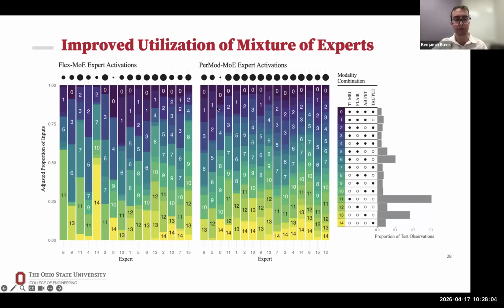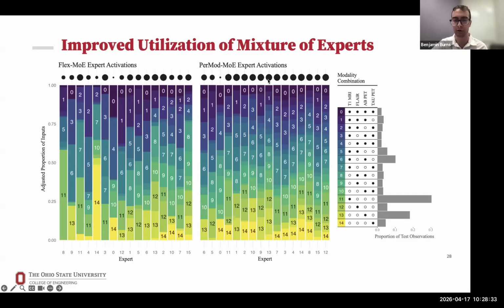Each column here represents an expert in the mixture of experts layer, and the index at the bottom of each column indicates the intended modality combination of each of these experts, and that is given in the key to the right. So for example, the first column in the FlexMOE diagram, 8, is the expert that's intended to process inputs that have FLAIR and amyloid beta PET available.